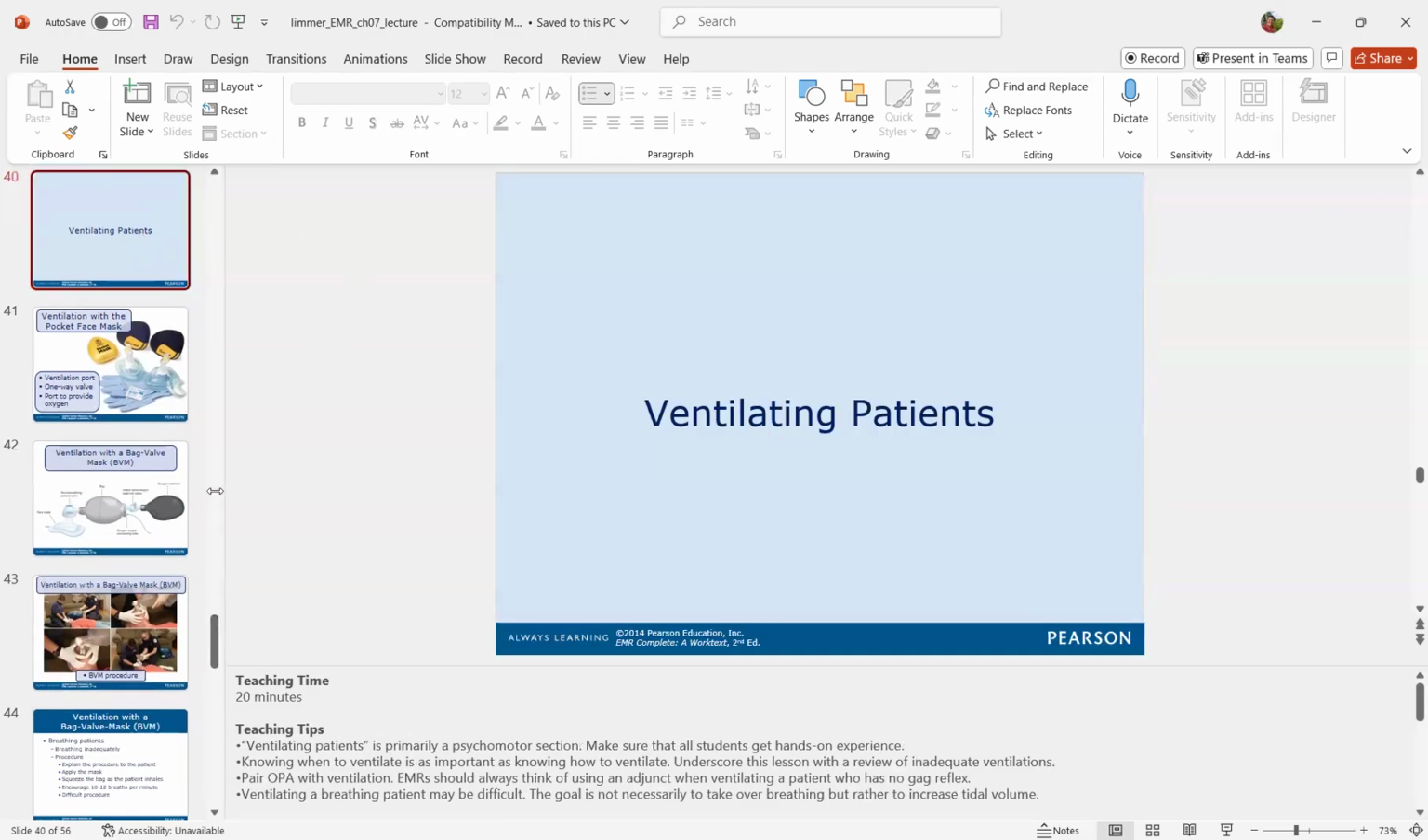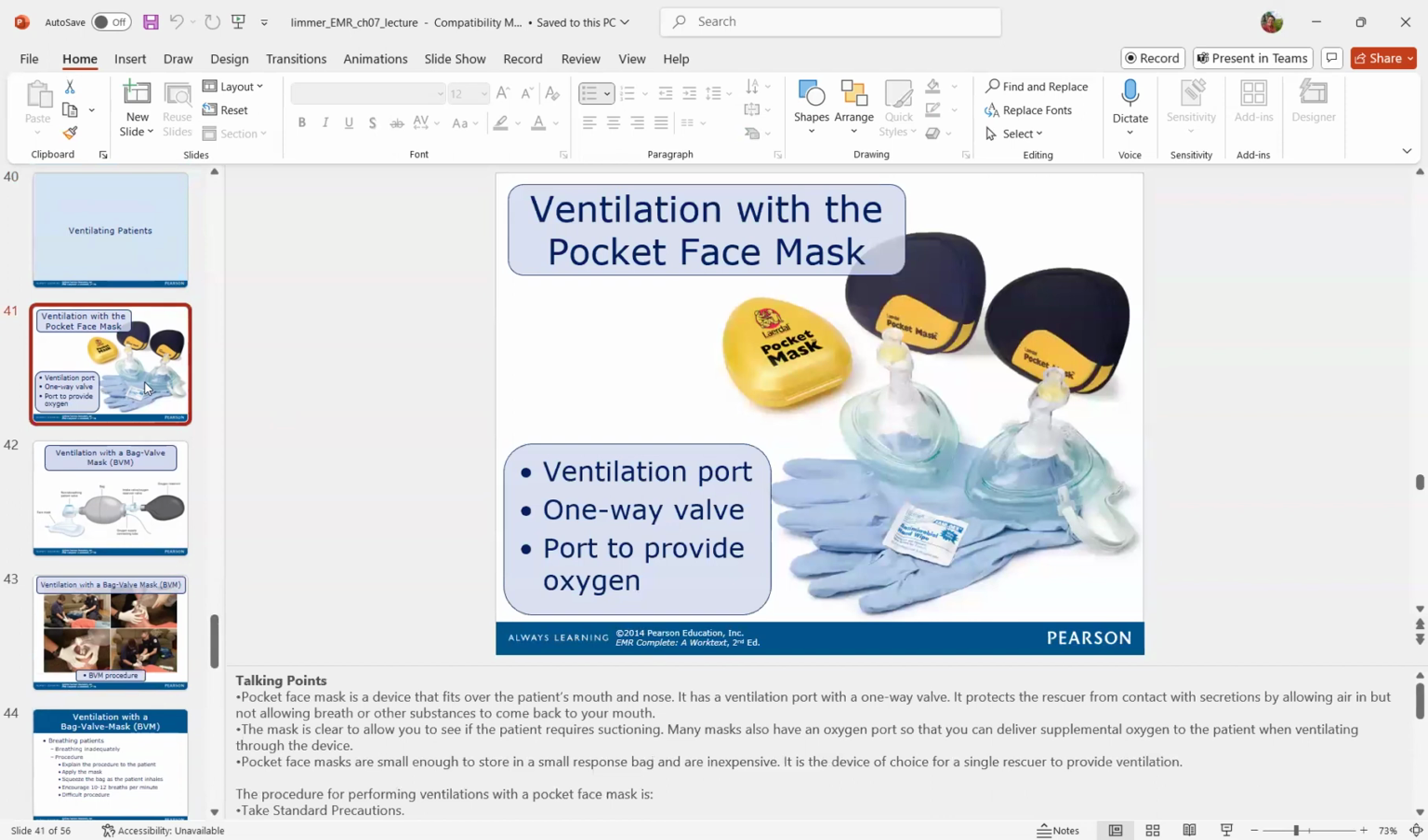Okay, ventilating patients. We can use a couple different things. So we have pocket masks. These are a device that fits over the patient's mouth and nose. It has a ventilation port with a one-way valve that protects us as the rescuers from contacting any secretions, allowing air in, but not allowing that breath to come back at us and get into our face. So the one-way valve is right here. That's what I'm talking about. The mask is clear. This allows us to see if the patient requires suctioning.